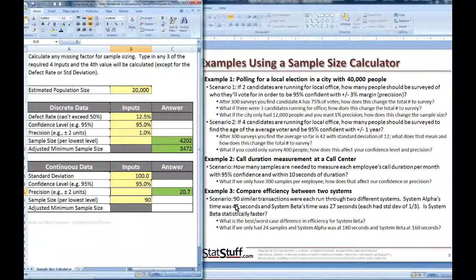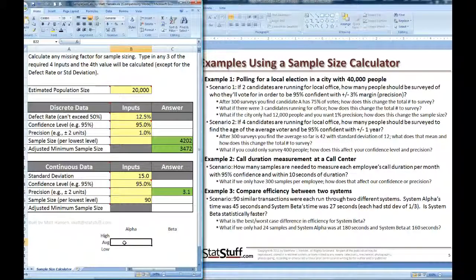So in this example, we're going to plug in the standard deviation for the first system, where it's 1/3 of 45 seconds, so that would be 15 seconds. I plug in 15. Their precision is 3.1 seconds. To help figure this out, I'm going to plug in some values in here. I'm going to plug in high, average, and low. This is for system alpha, and this is for system beta, so we're going to compare the two systems.